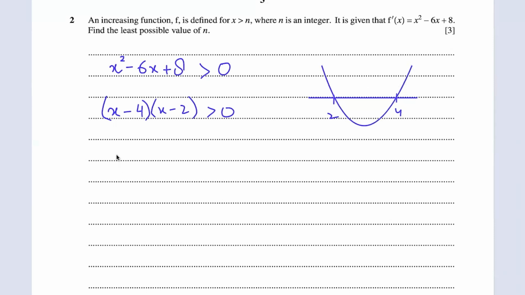We can see that the gradient is greater than 0 when x is less than 2 and x is greater than 4, as this is the positive half, or where y is positive. Now in the question, it is asking us for the least possible value of n. If it was 2, the value of 3 would give us a negative gradient. And as it is an increasing function, the gradient will always be positive. So the least possible value of n would be 4, as from 4 onwards, the gradient will always be positive. So the value of n will be 4.